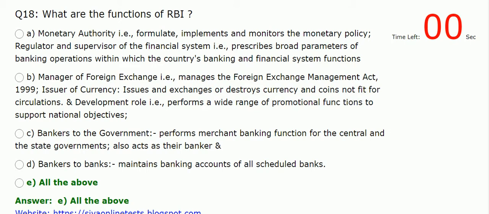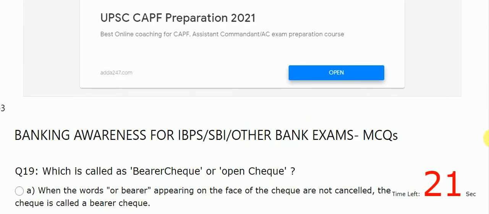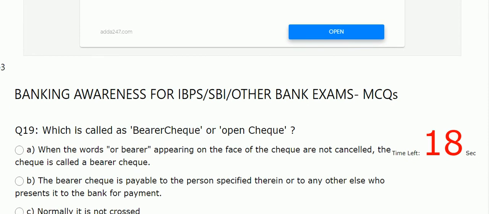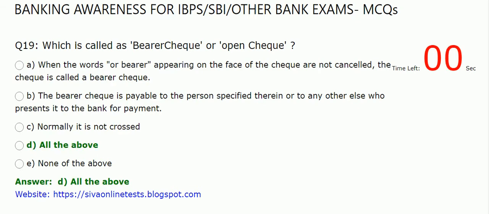Question 19, which is called as bearer check or open check. Options. A. When the words 'or bearer' appearing on the face of the check are not cancelled, the check is called a bearer check. B. The bearer check is payable to the person specified therein or to any other who presents it to the bank for payment. C. Normally it is not crossed. D. All the above. E. None of the above. Answer. D. All the above.